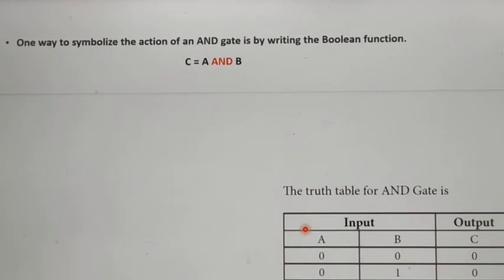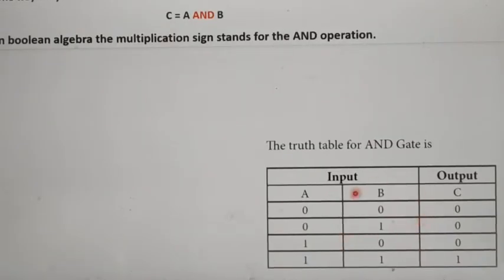Next we can see the truth table for AND gate. Here we have two input variables, A and B, and C is our output variable. In AND gate, if any one of the inputs is false, our output will be false. If all the inputs are true, our output will be true. The first one, both inputs are false, so output is false only. The second possibility, first input is false, so obviously output will be false. The third choice, second input is false, so output is 0. The fourth choice, both inputs are true, so output will be 1 only.